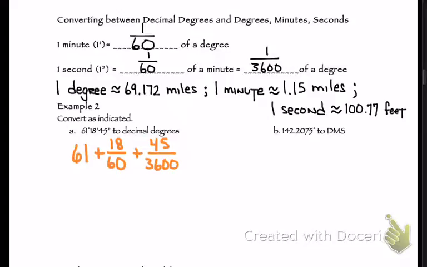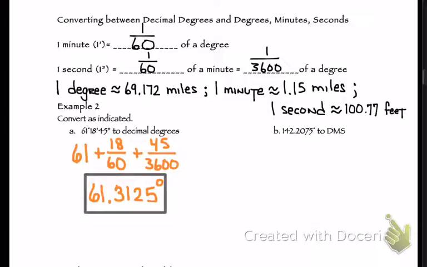Now, all I'm going to do is simply type this exactly how I see it in my calculator, making sure that I put parentheses around the fractions, type it exactly how you see it, and you should end up with 61 degrees, 18 minutes, 45 seconds is equivalent to 61.3125 degrees. Notice I want you to get very, very accurate with these, so if there are 4 decimal places, you should use 4 decimal places. Okay?